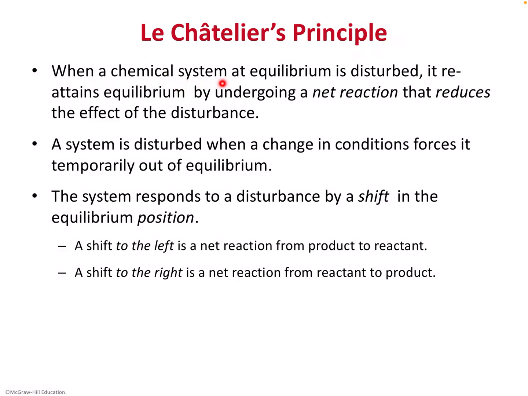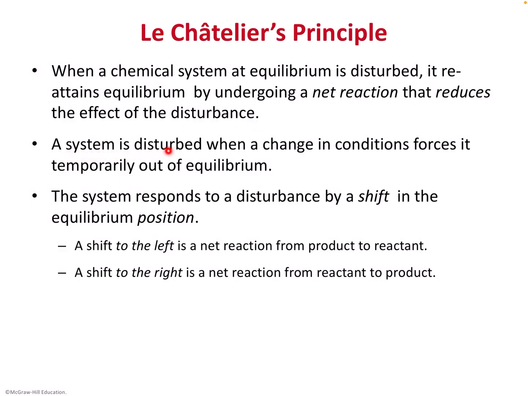When a chemical system at equilibrium is disturbed, let's say you have a system at equilibrium and you disturb this equilibrium, it reattains equilibrium by undergoing a net reaction that reduces the effect of the disturbance. Again, Le Chatelier's principle: when a chemical system at equilibrium is disturbed, it reattains equilibrium by undergoing a net reaction that reduces the effect of the disturbance. We will explain this further.